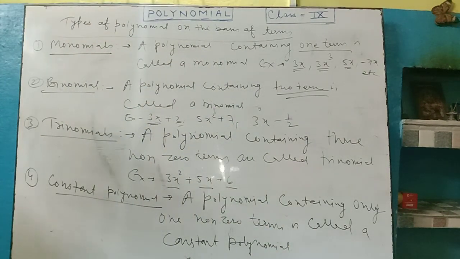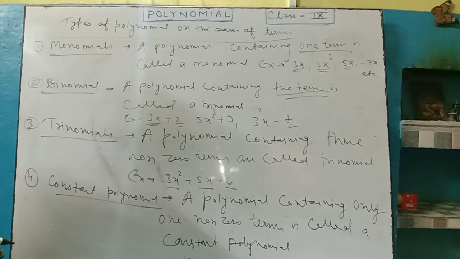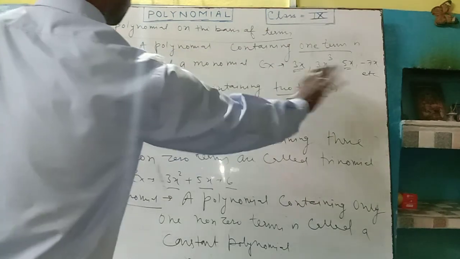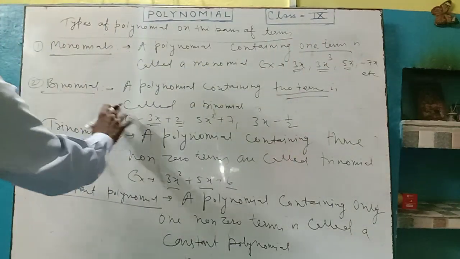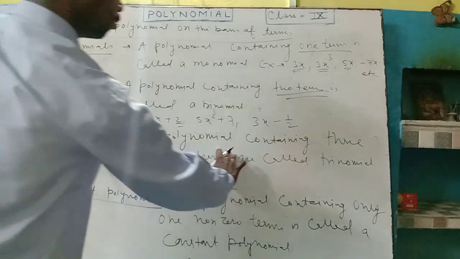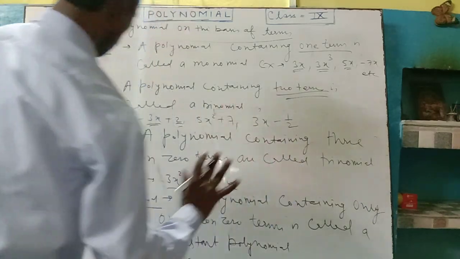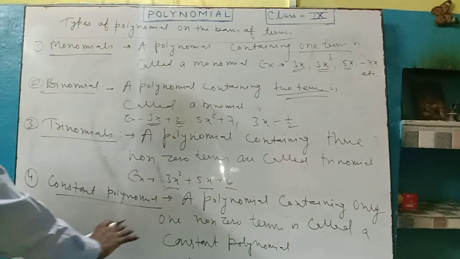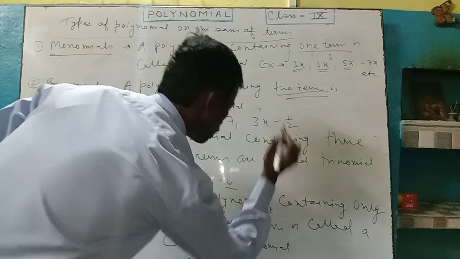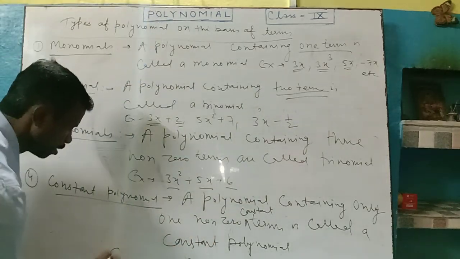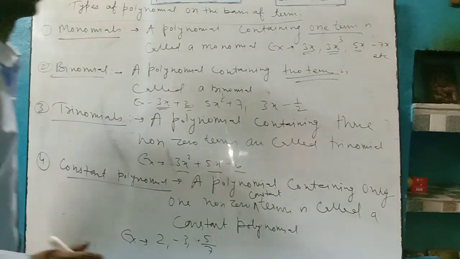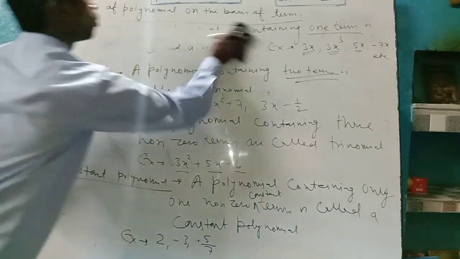And the fifth is zero polynomial. So the types of polynomials on the basis of terms: monomial, binomial, trinomial. A polynomial containing one term is called a monomial, as the example we have given here. In the binomial, a polynomial containing two terms is called a binomial. And in the trinomials, a polynomial containing three non-zero terms is called a trinomial. And a constant polynomial is a polynomial containing only one non-zero constant term. Example: 2, −3, 5/6. These are constants. And the last one is zero polynomial.